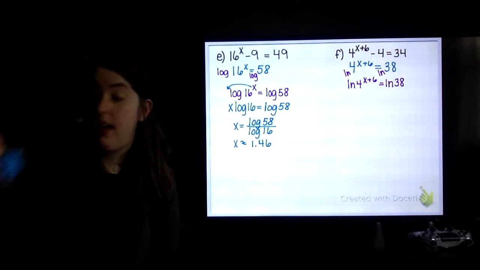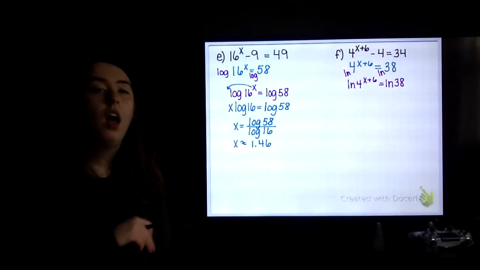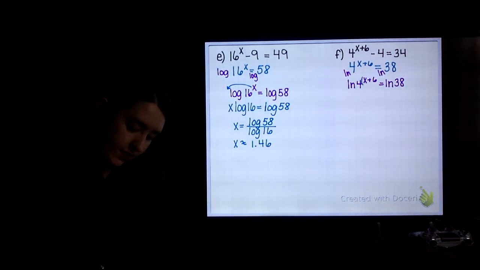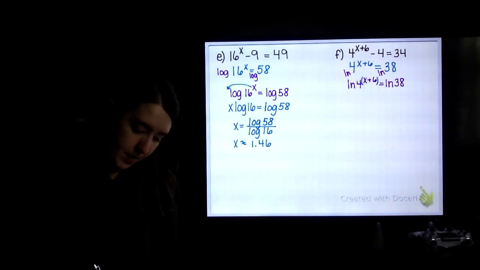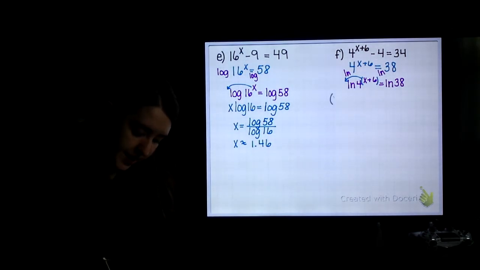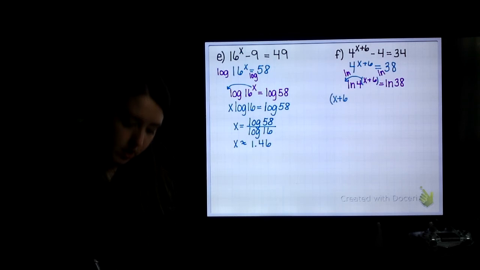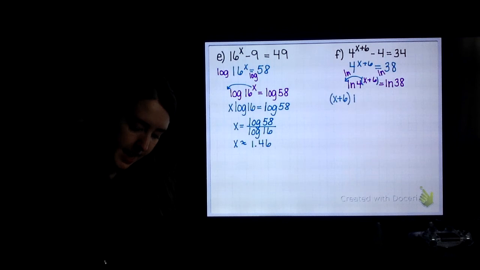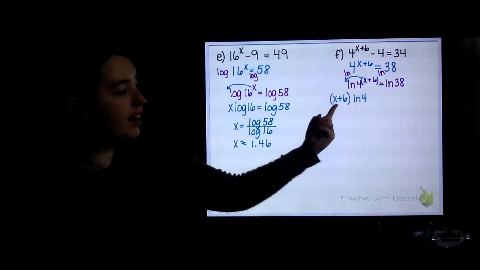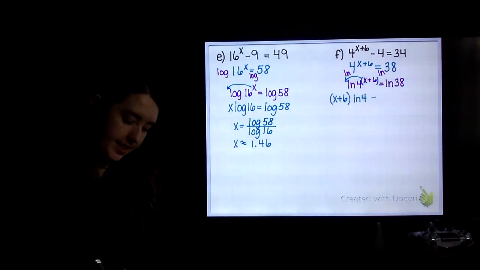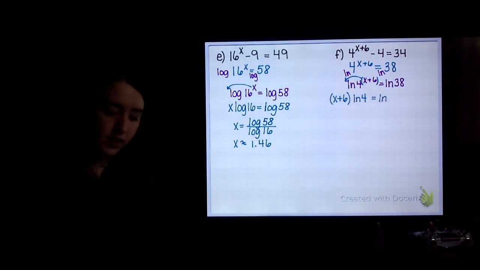So we know that our exponent right here, since I had that log, my property says I can bring it out front. So now I have that x plus 6. I'm going to keep it in parentheses just to keep myself organized, times that natural log of 4. So that x plus 6 gets brought out front to be multiplied by the natural log of 4. And then that's equal to the natural log of 38.